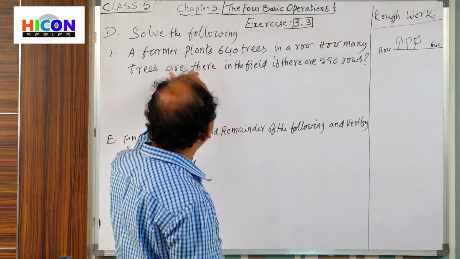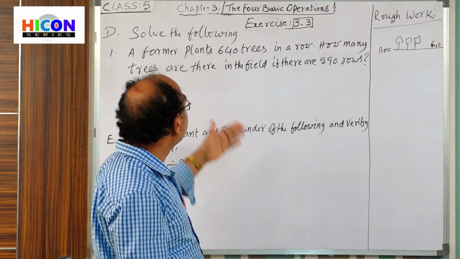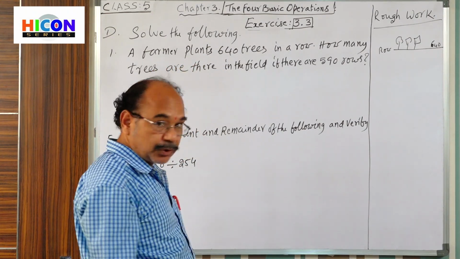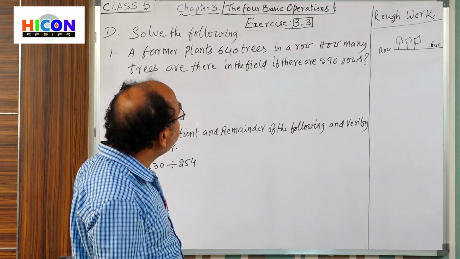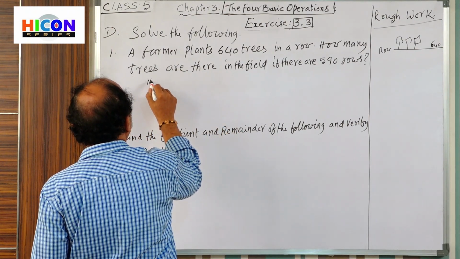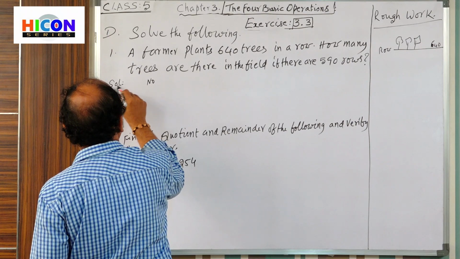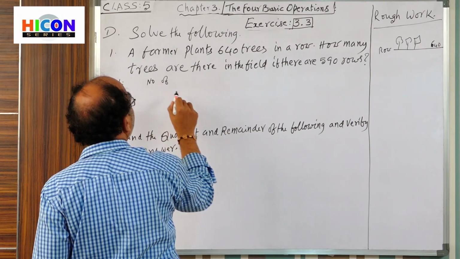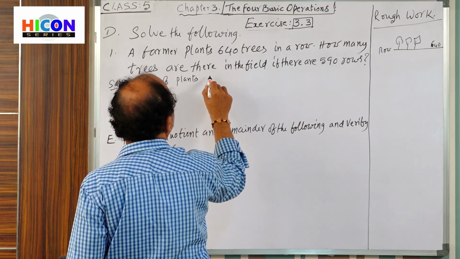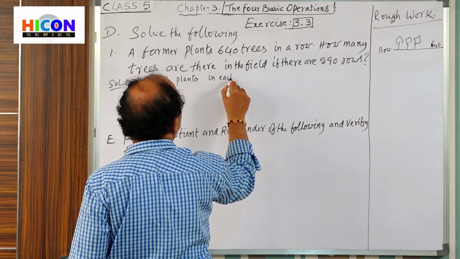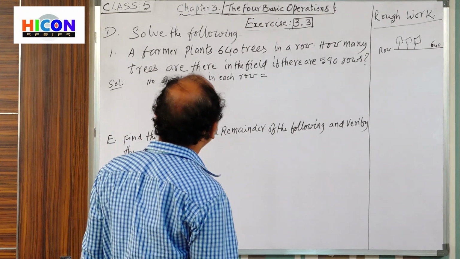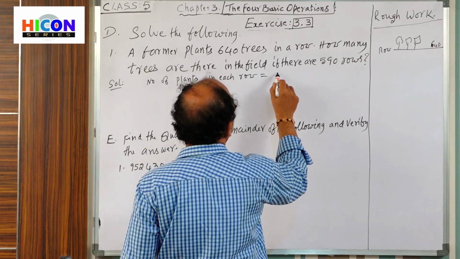So, number of plants, number of trees in each row. How many? 640. That is the first one. So, here we write the solution. Number of plants in each row. How many? Each row contains 640. So 640.